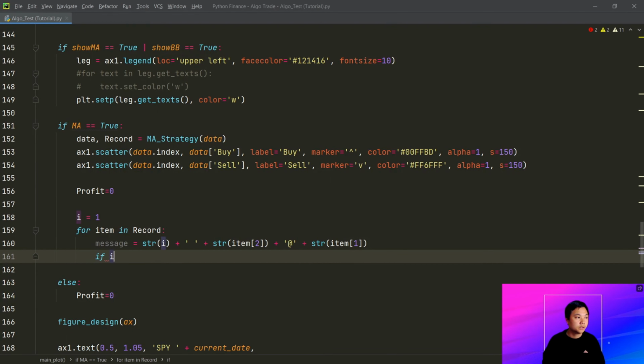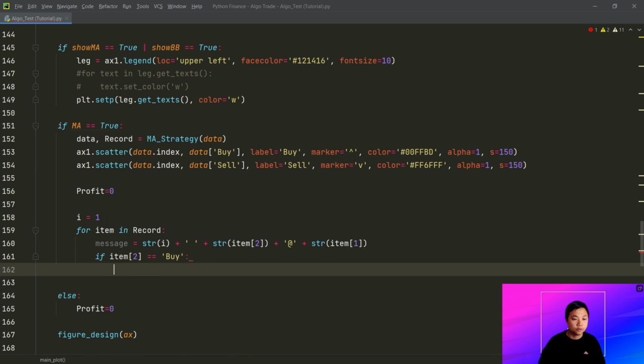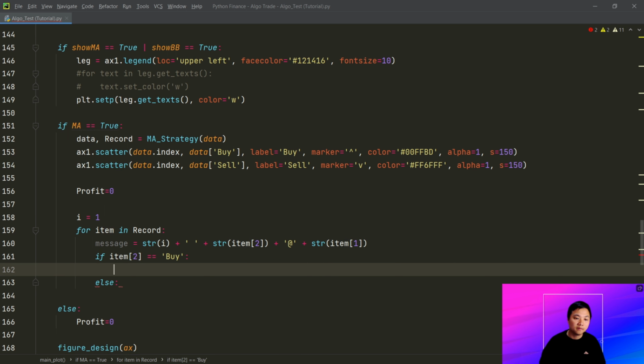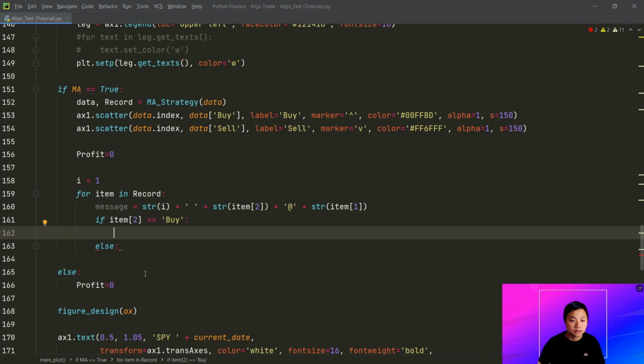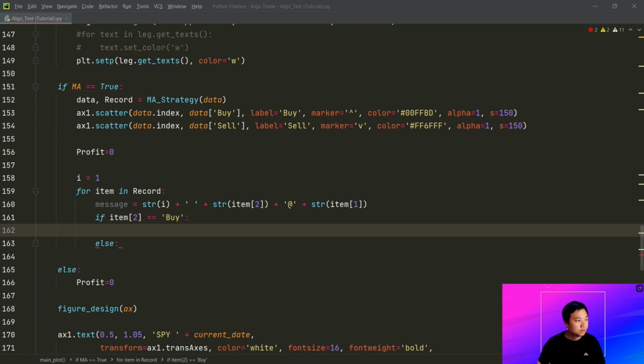So if it is a buy signal, I will have a green color for it, and if that is not a buy, then of course that is a sell. That is a sell signal, and in that case I will give you a color in red. So in that case, I would like to point out the positions first.